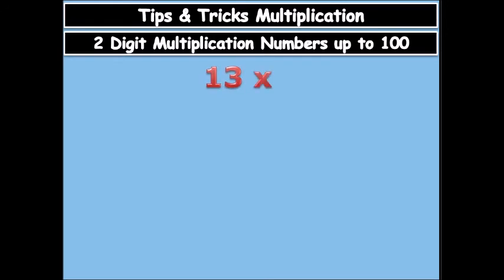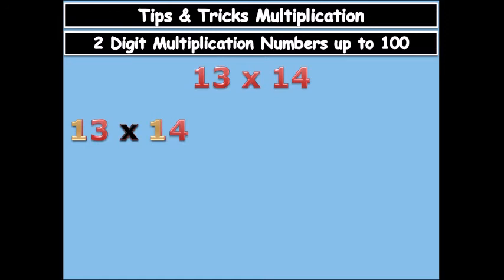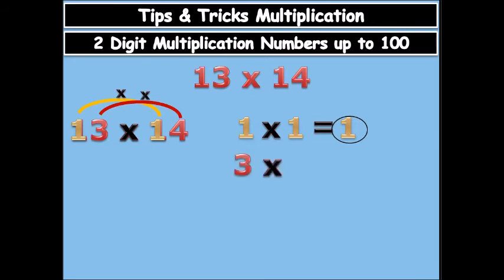We have 13 times 14. You write the 13 times 14 again. Then you cross wire 1 times 1. Equals what? 1. Then 3 times 4 equals 12.